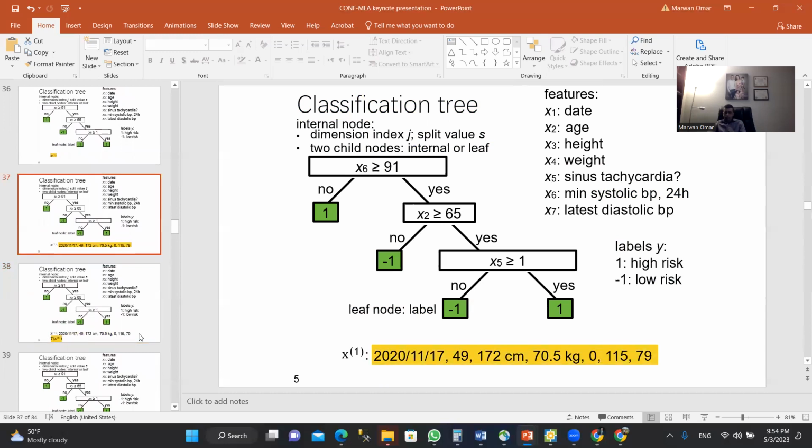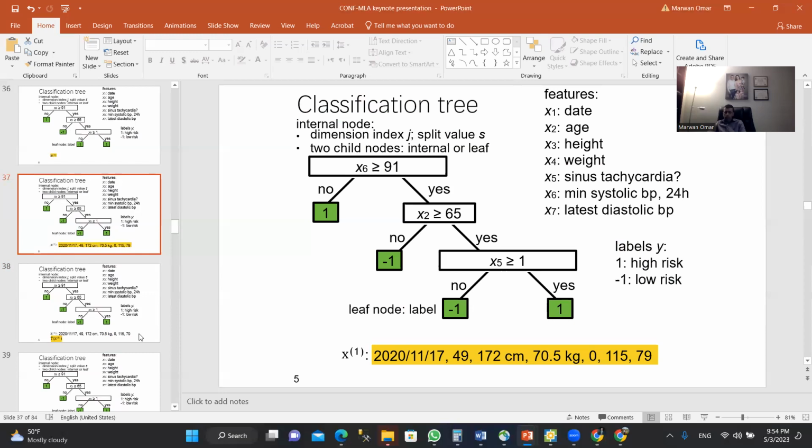And then the age is 49, so that's X2. So X2 is feature number 2. And then we have the height of the patient, 172 centimeters. So that's feature number 3, X3. X4 is the next feature, which is the weight. The patient's weight is 70.5 kilograms.